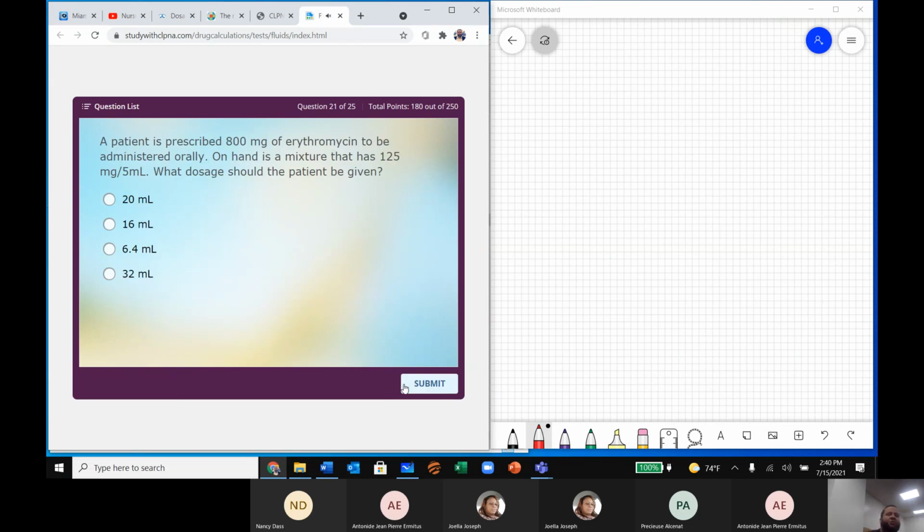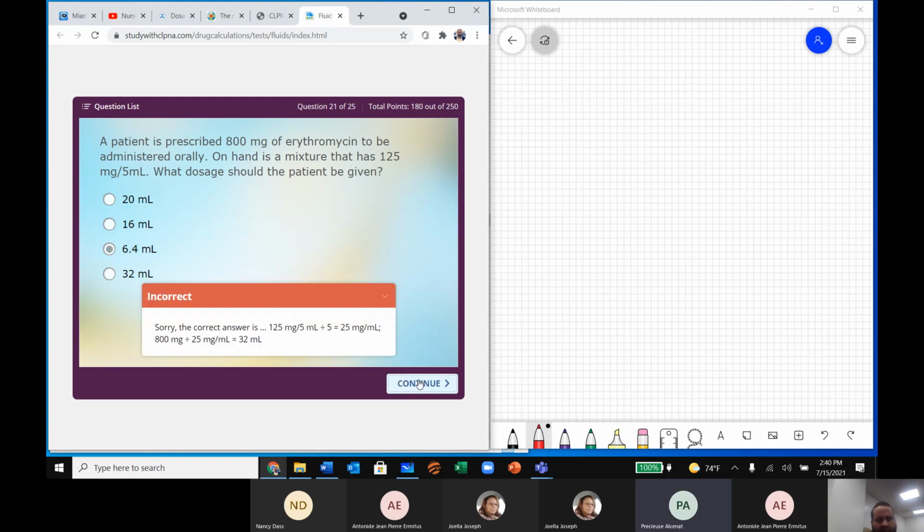Next problem. A patient is prescribed 800 milligrams of erythromycin to be administered orally. On hand is a mixture that contains 125 milligrams in 5 ml. What dose should the patient be given? C, 6.4. 6.4, yeah.